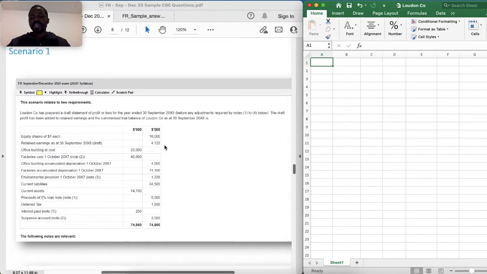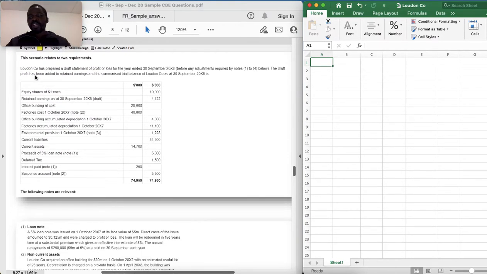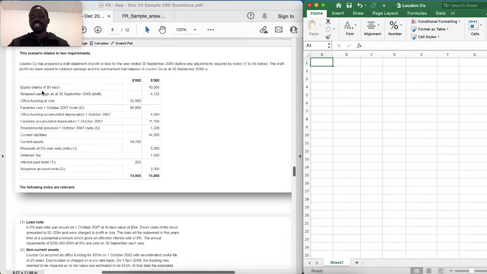So let's go to the question. Loudon Co. has presented a draft statement of profit or loss for the year ended 30 September 20x8 before any adjustment required by notes 1 to 4 below. The draft profit has been added to retained earnings, and the summarized trial balance of Loudon Co. as at 30 September 20x8 is. Here we are given the trial balance where we have got equity shares and retained earnings that we need to adjust.